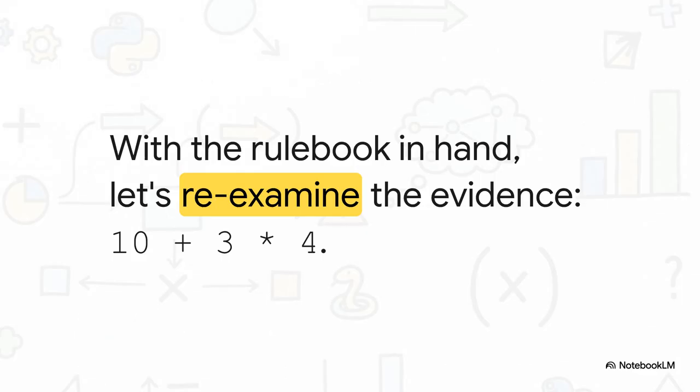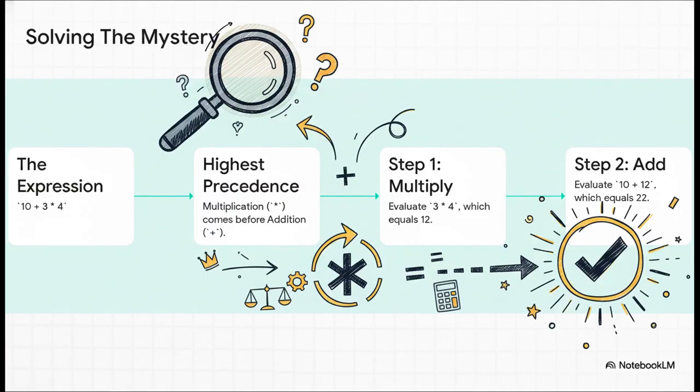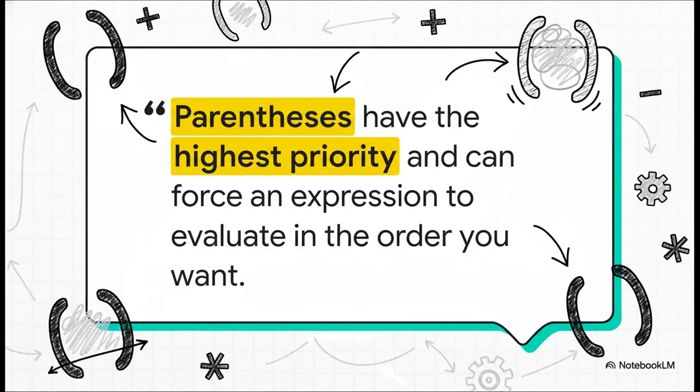All right, we've got the rulebook. We know the secret. Let's go back to that original problem and see if we can finally crack this case. Okay, here's the play-by-play. Python looks at 10 plus 3 times 4. It sees two operators, plus and times. It checks its rulebook and sees that multiplication has higher precedence. So it ignores the addition for a second and does 3 times 4 first. That gives it 12. Then, and only then, does it go back and do the addition, 10 plus 12. And that gives us 22. Mystery solved.